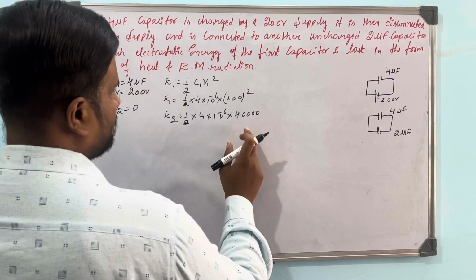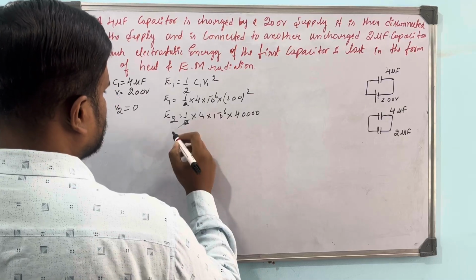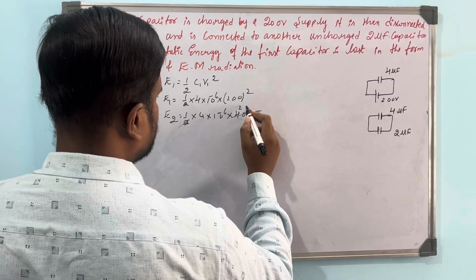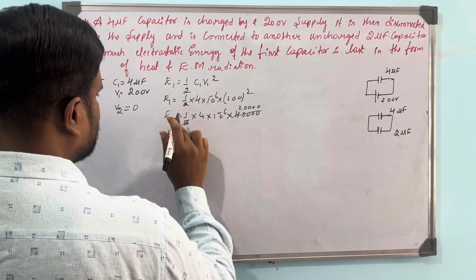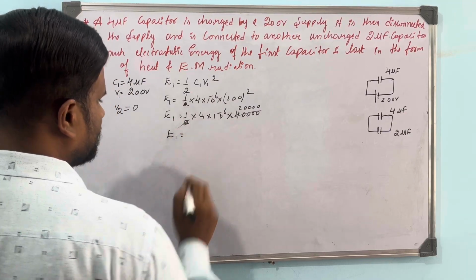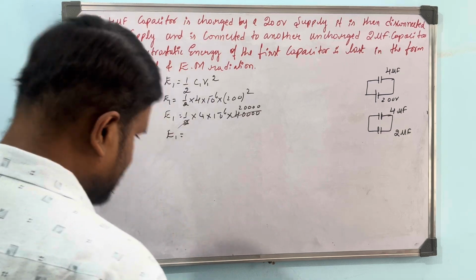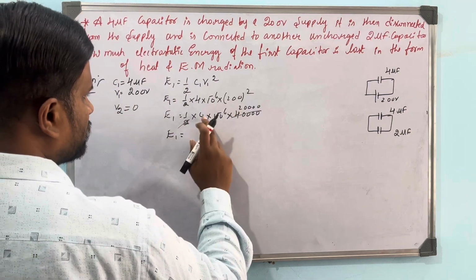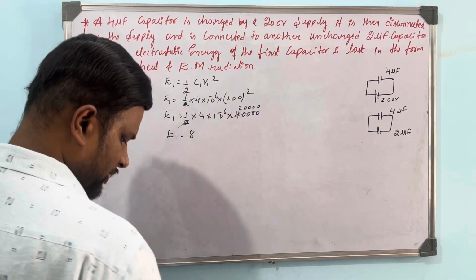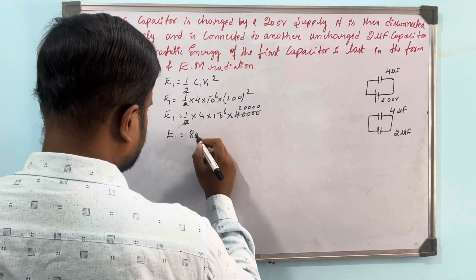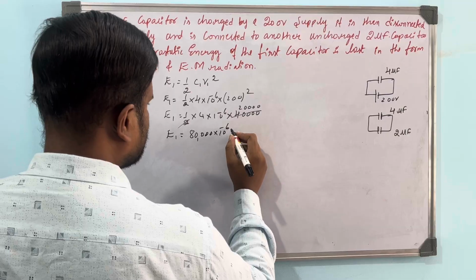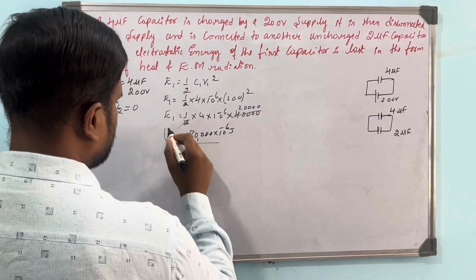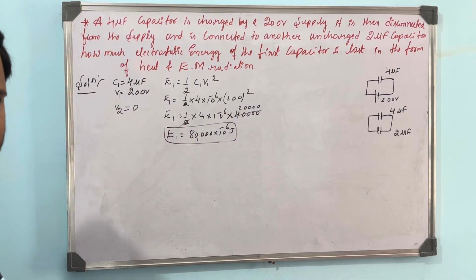Sorry, this one is E1. If you simplify this, 4 2s are 8, so you will get 80,000 into 10 to the power of minus 6 joule. So this is the initial case energy expression.